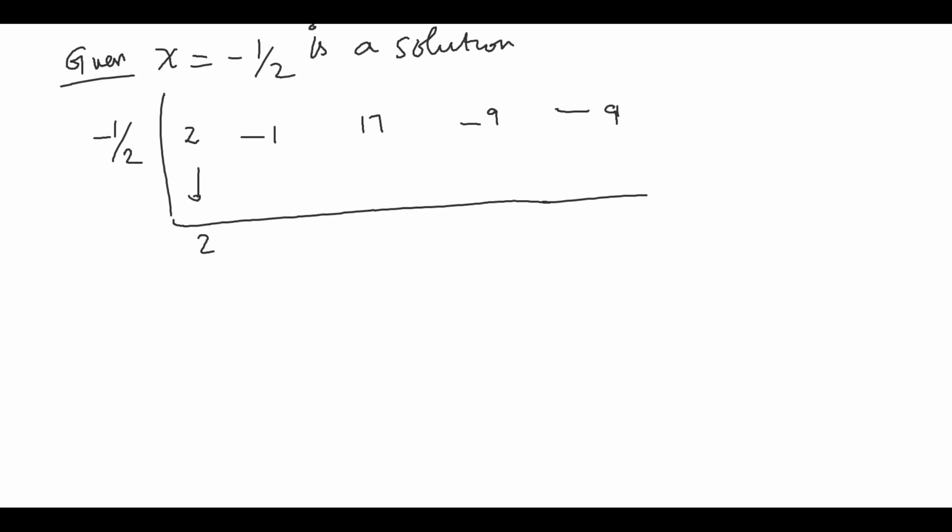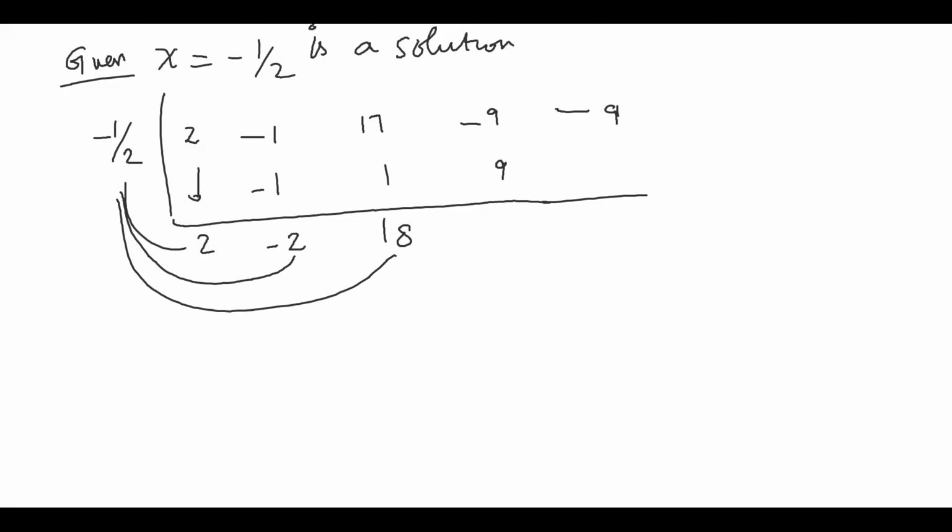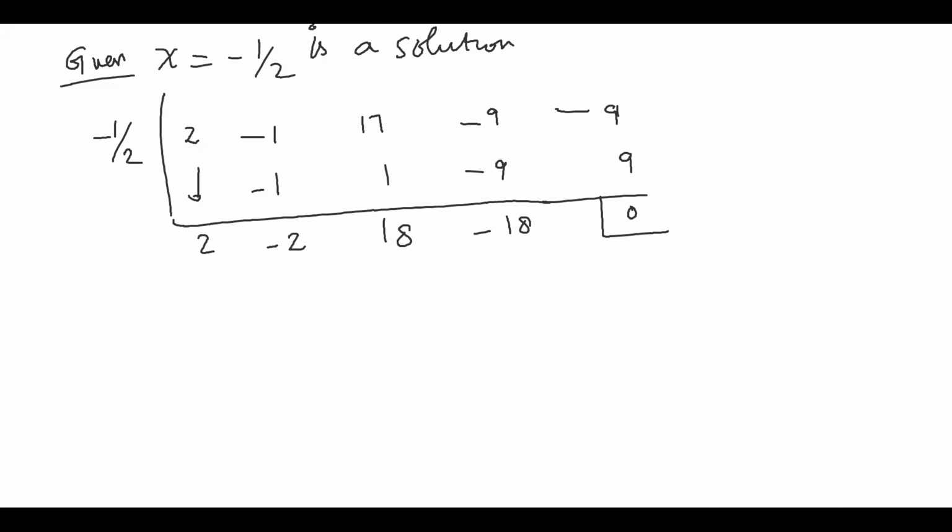So bring this one down, multiply. So we get negative 1 and we get negative 2. Multiply negative 2 by negative 1/2, we get 1. And then we add 18. Sorry, this is 18 times negative 1/2, so it's going to be negative 18. Negative 18 times negative 1/2 is positive 9. So we are getting 0 as the remainder. So we're good. Now I have to find the next one.